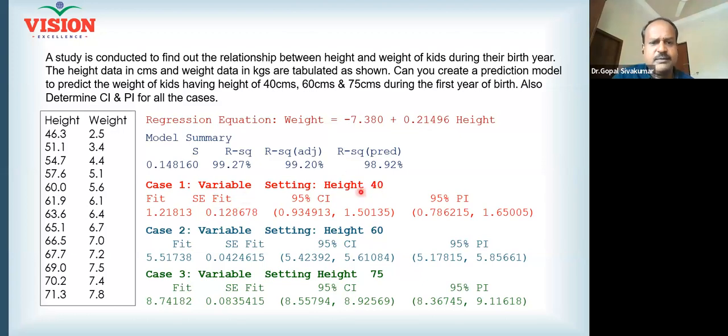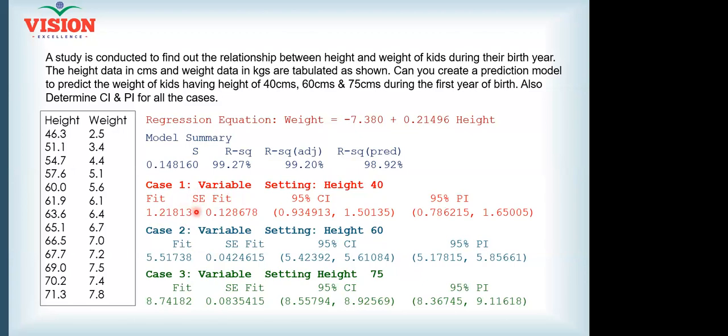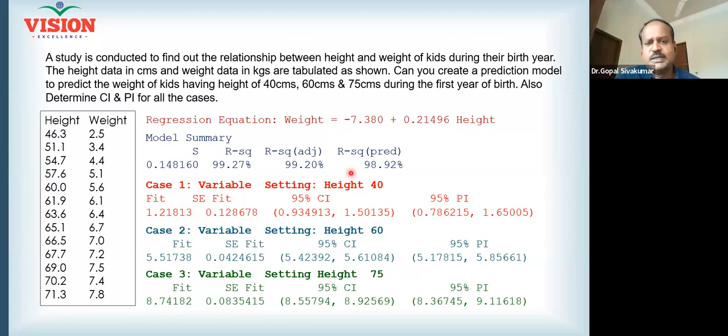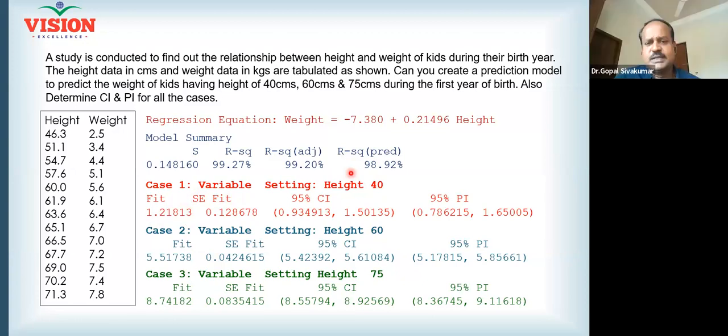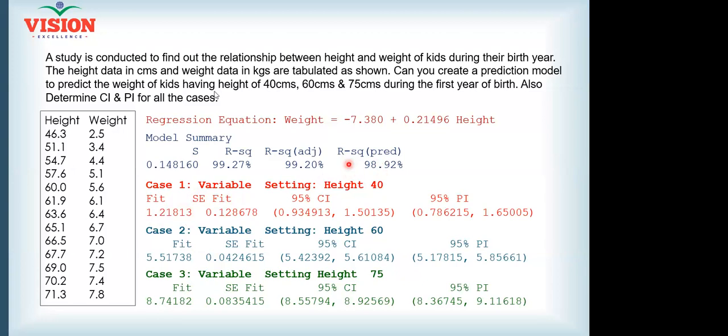So when the height of the baby is, let's say, 40 centimeter, what will be the weight? What is the answer the regression equation is throwing? 1.21 kilograms. When the height of the baby is 40 centimeter, the weight will be 1.21 kilograms inside the mother.